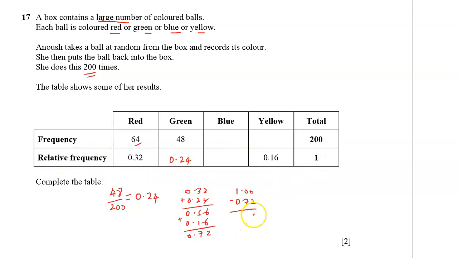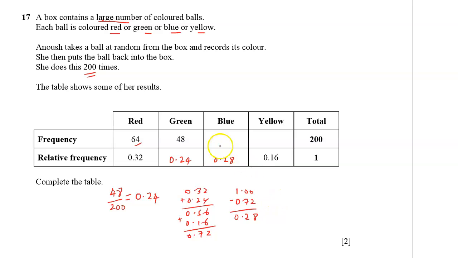So this will be 8, and for the 9 here, 9 minus 7, you get 2, 0. So the relative frequency of the blue ball is 0.28. Now that you've gotten the relative frequency of the blue ball and yellow ball, we can easily get their frequencies, how many times that has been done.